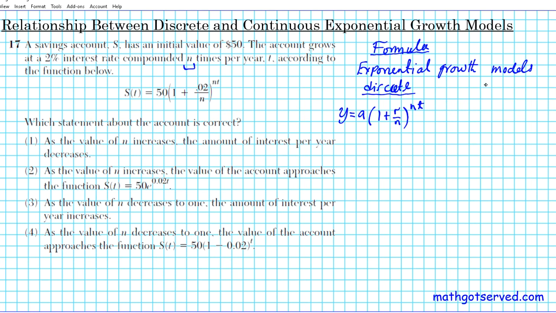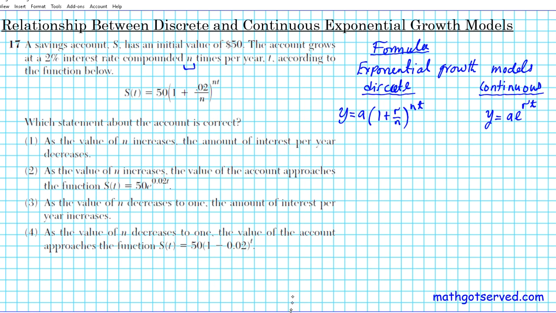Continuous basically means that it is constantly compounding. Every fraction of a second is constantly compounding. In that case, your formula is going to be y equals the initial amount times the natural number e raised to the rate times time. So these are the two models. Now, are these two related? Guess what? They certainly are.